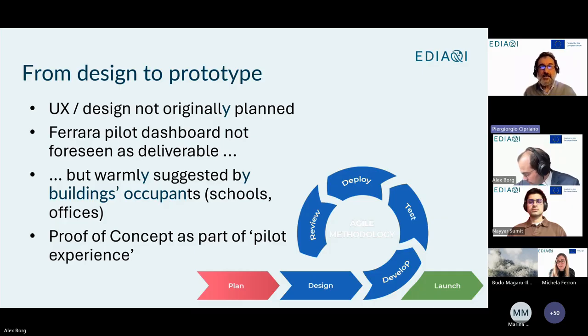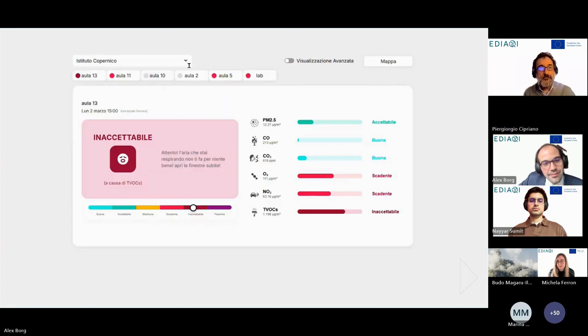What began as an unplanned initiative at the end played the role of a proof of concept, shaped directly by the needs and expectations of the people that the project itself was designed to serve. So now we can see a short video of the prototype in the next slide, and I leave the floor to the video and the audio.